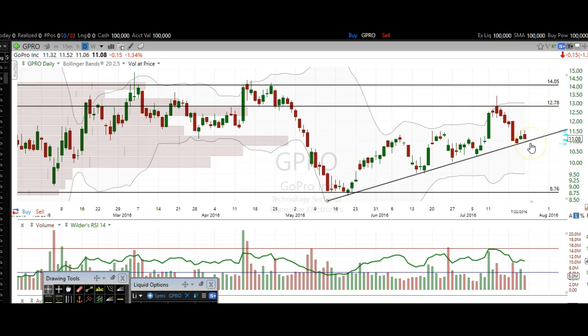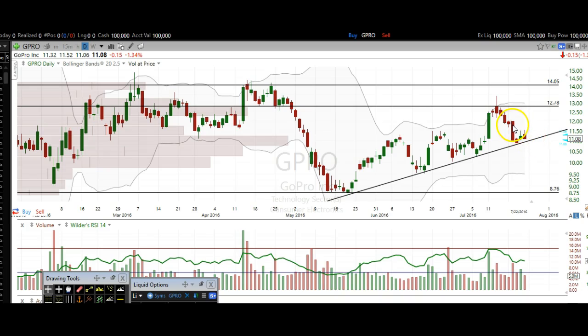But if it does break below that, for me, I wouldn't really want to be in it at the moment. Kind of use that as my trailing stop, and then I'd enter maybe back down if we're lucky enough to get down at $8 or so. But that uptrend line should hold. It looks like it's going to hold.